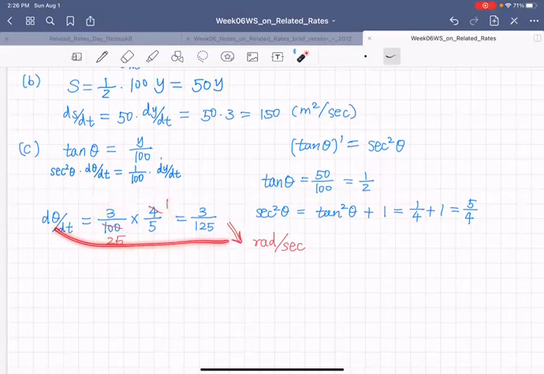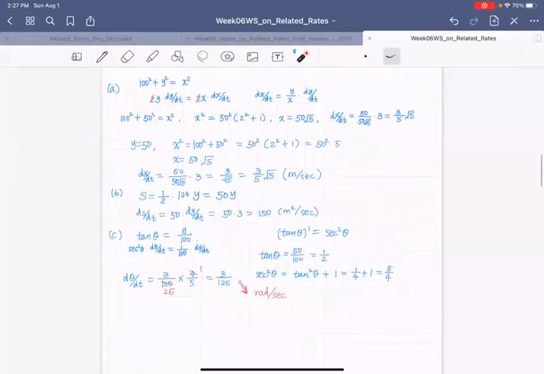And the units have to be kept. It's radians per second, okay? This is a high level question. Anytime they involve a relative rates word problem with trigonometry and inverse trigonometry, it is a high level question, okay? All right.